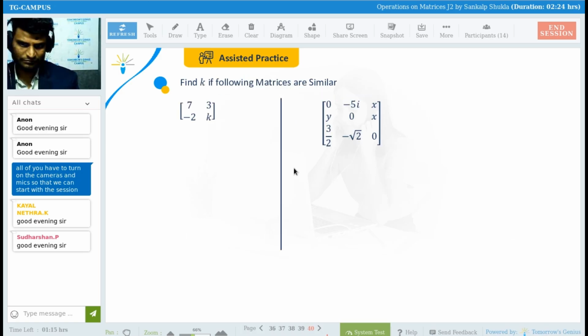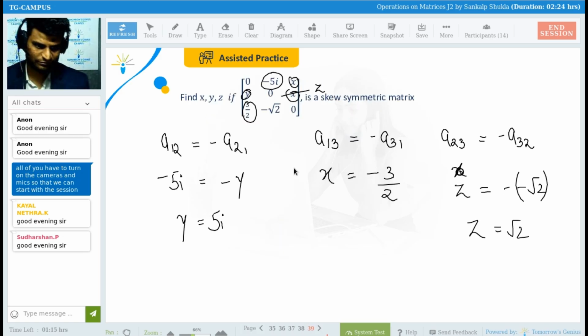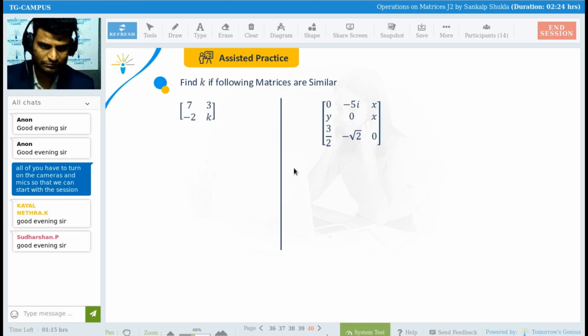Yes? Okay. Find K if the following matrices are similar. I think this question is wrong.